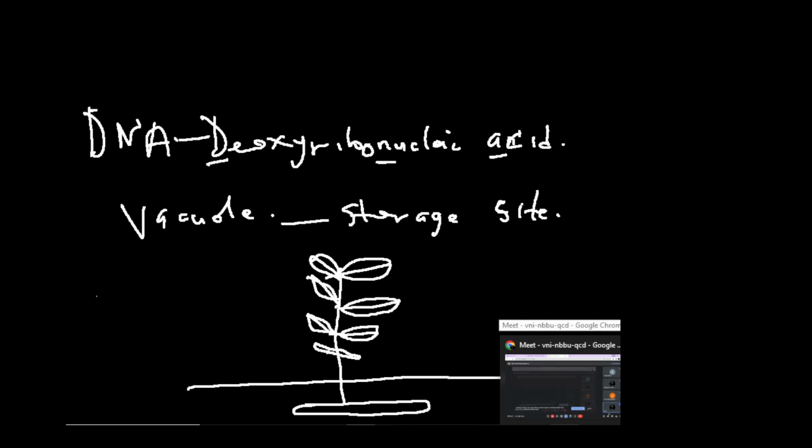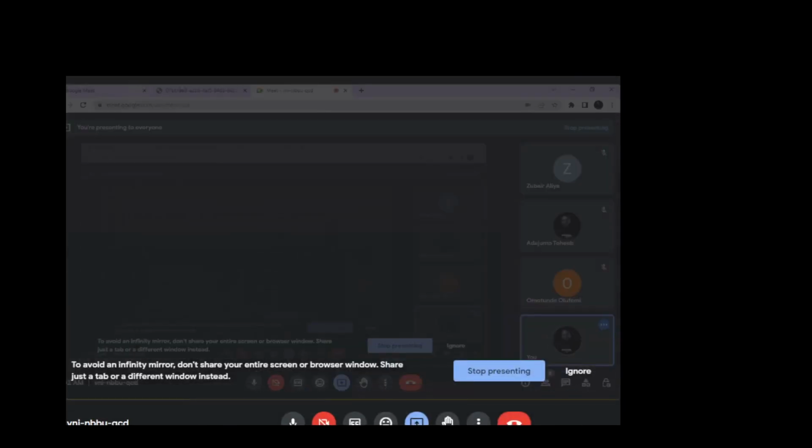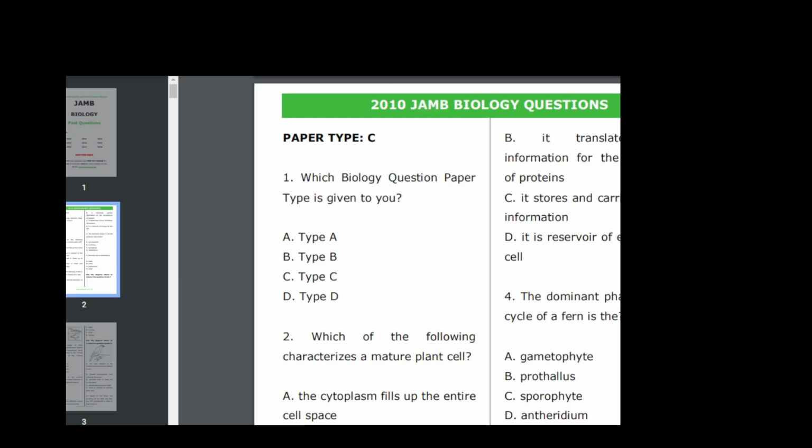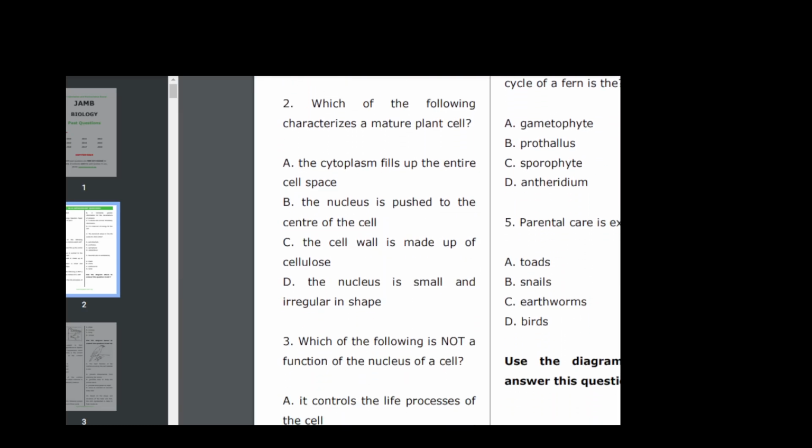Sorry, I didn't realize I hadn't shared my screen earlier, but we continue from where we are. So we have the third question, which says the dominant phase in the life cycle of a fern. So we said that it is the sporophyte. Now the next question is talking about animal care, particularly parental care. Parental care is exhibited by toads, snails, earthworms, and birds. Now, we have 4 organisms here: toads, snails, earthworms, and birds.